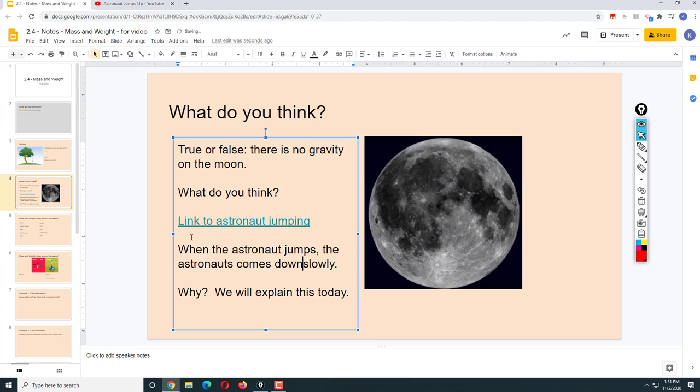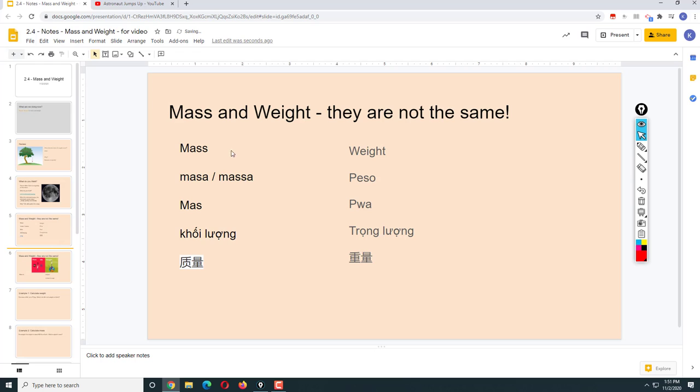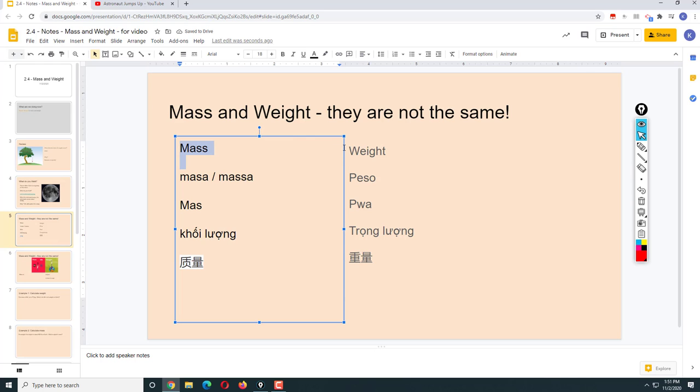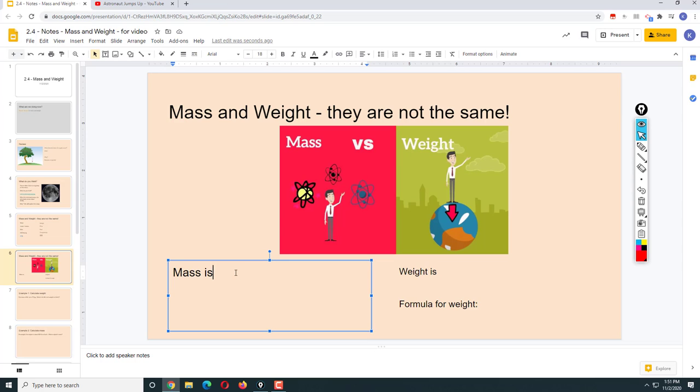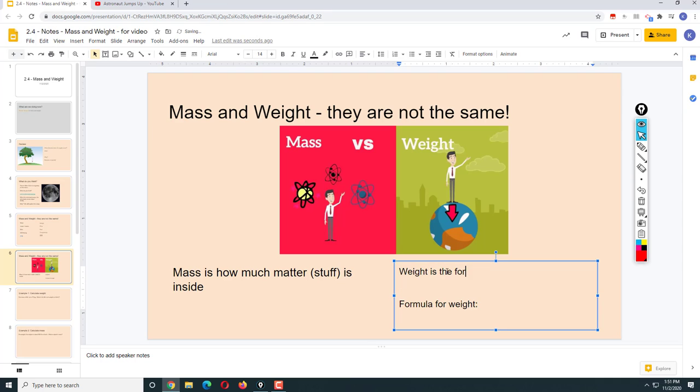So today we will learn about mass and weight. Mass is how much matter, stuff, is inside. Weight is the force of gravity pulling down on us. Well, if it's a force, the formula is Newton's second law, F equals ma.